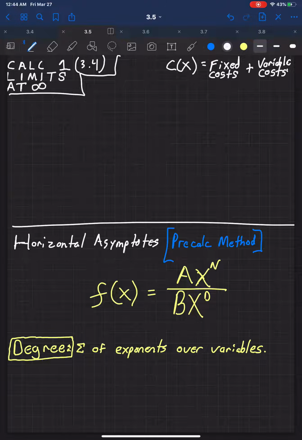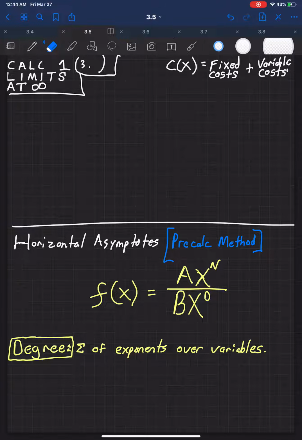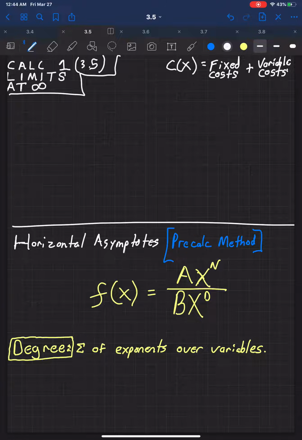All right, so my Calc 1 little babies, we are in Chapter 3. We are actually in Section 5, not Section 4. And the topic is limits at infinity, okay?